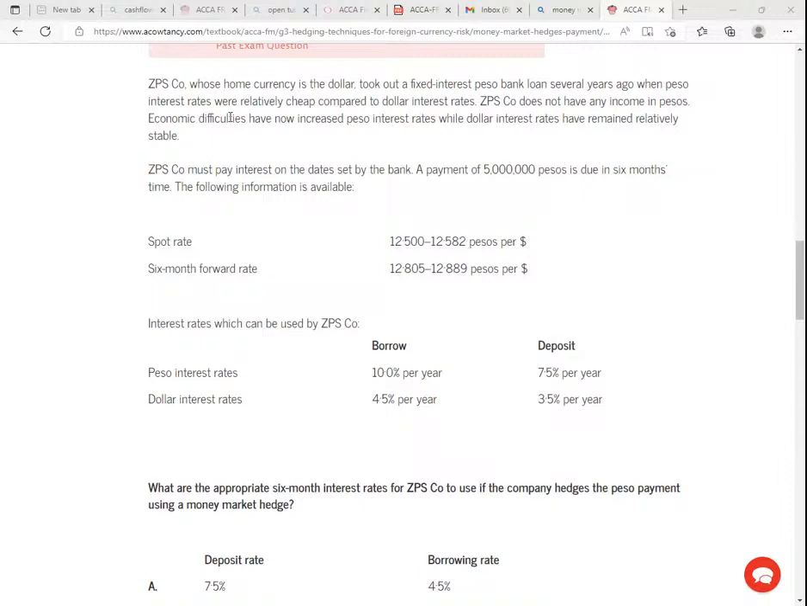So I want you to take 1 minute to reason over this question and give me the rates to use. Remember, there are 4 interest rates, but they only want you to give 2. Which one is the borrowing rate? Which one is the depositing rate? Only 2 rates.